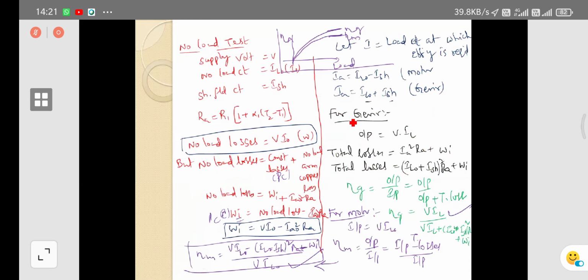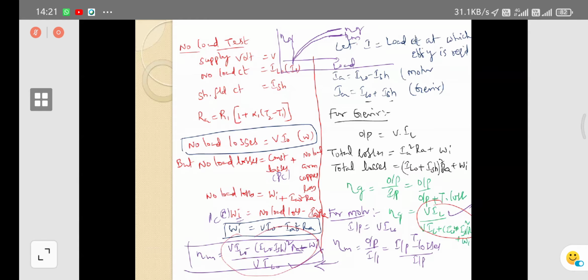This graph shows the generator efficiency. The Swinburne test is applicable for both generator and motor. For the generator, the efficiency will be like this, and for the motor, the efficiency is like that.